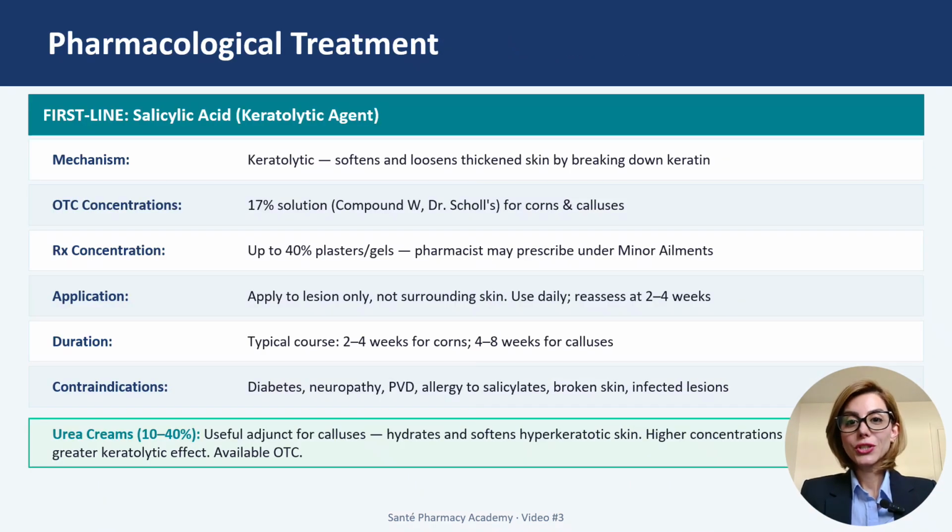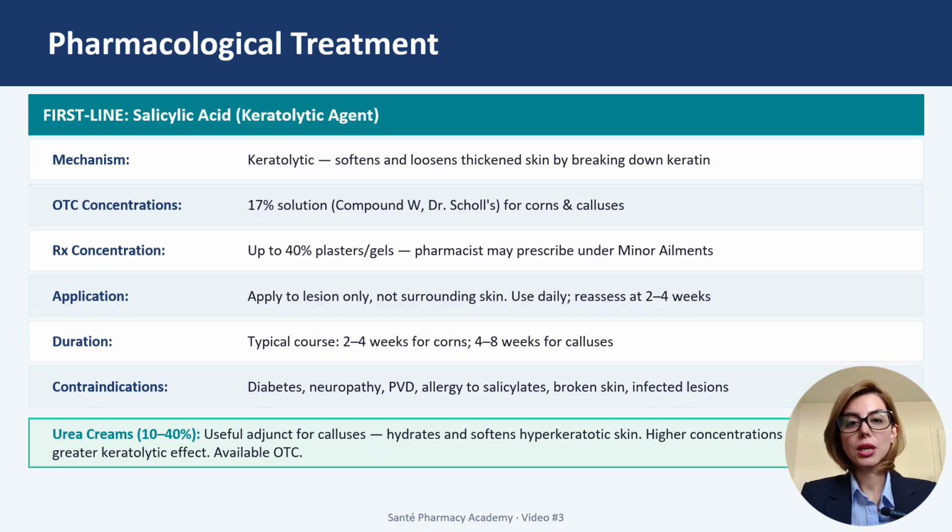When non-pharmacological measures aren't enough or the patient needs faster relief, we move to pharmacological treatment. The first line agent is salicylic acid. Salicylic acid is a keratolytic. It works by breaking down keratin, softening and loosening the thickened skin so it can be removed more easily. Let me walk you through how to use it.